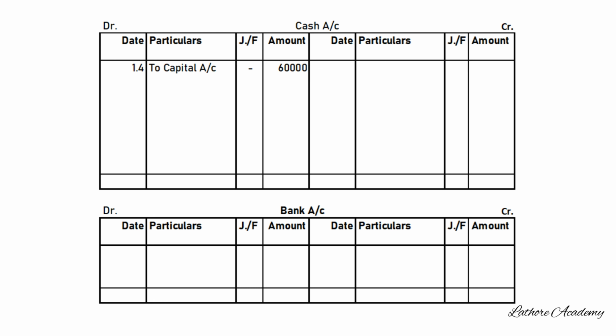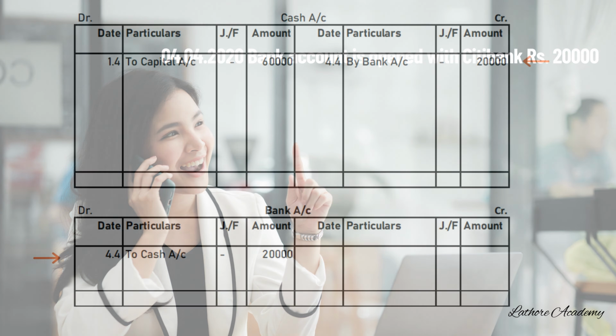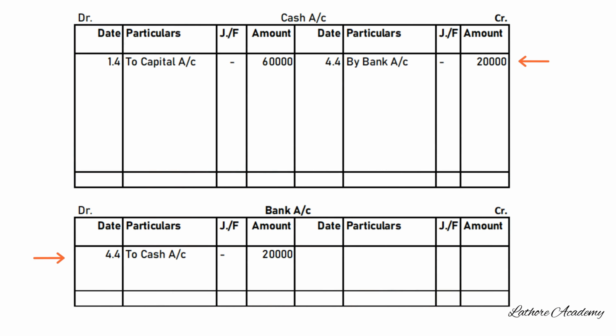Moving on to the next transaction, on 4th April 2020, bank account is opened with Citibank 20,000 rupees. So the journal entry for this transaction is Citibank account debited to cash account. So accordingly, on the cash account credit side we have to mention by bank account, and on the bank account debit side, we have to mention as to cash account. So cash account has to be credited by bank and bank account has to be debited to cash account.